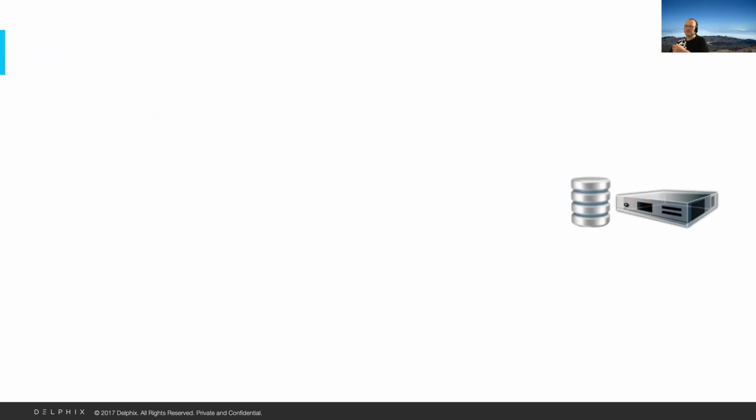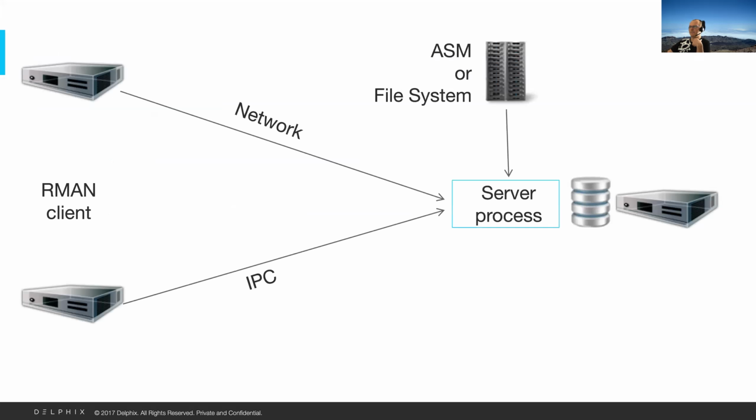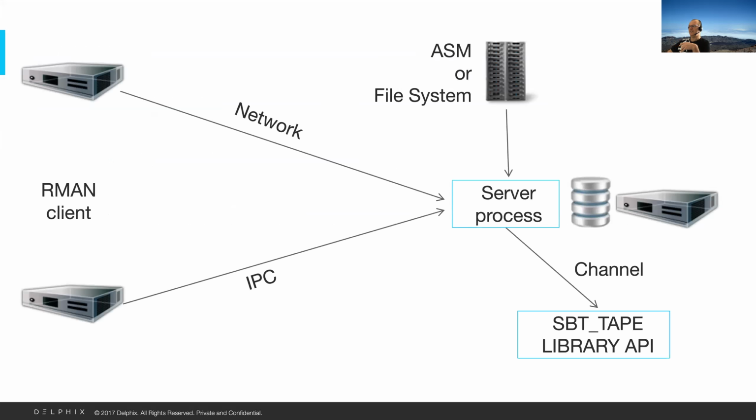So how RMAN works. Imagine having your database server with the database. On the other side, we have the RMAN client, which may be on the same server, where we're using IPC, or it can be a remote host, where we're using the network. Once we set up the connection between the RMAN client and the RMAN server, a normal Oracle background server process is started. And basically, it has access to the location where you put the backup. It can be the file system or it can be the tape.